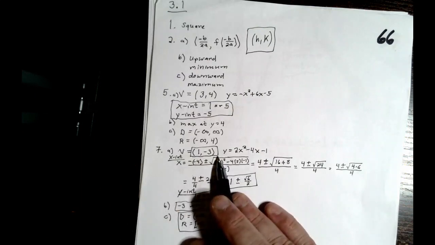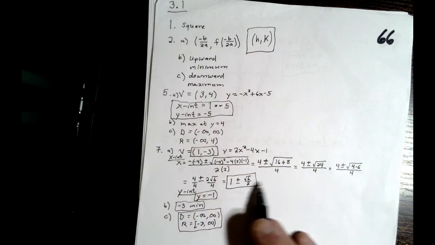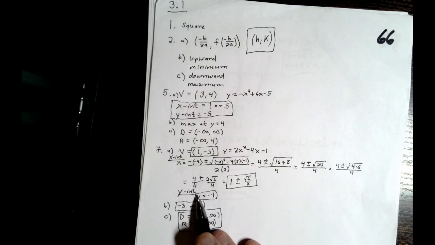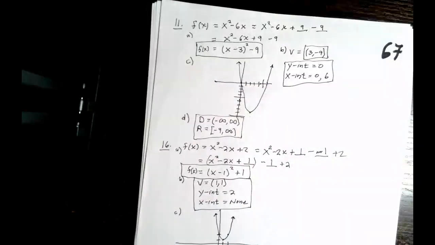You can see the vertex is (1, negative 3). And to find the x-intercept, I factored it, and I got down to here. There's 2 x-intercepts, and there's 1 y-intercept. And then it's got a minimum at negative 3. The y value is always your minimum or maximum. And again, there's your domain and range.